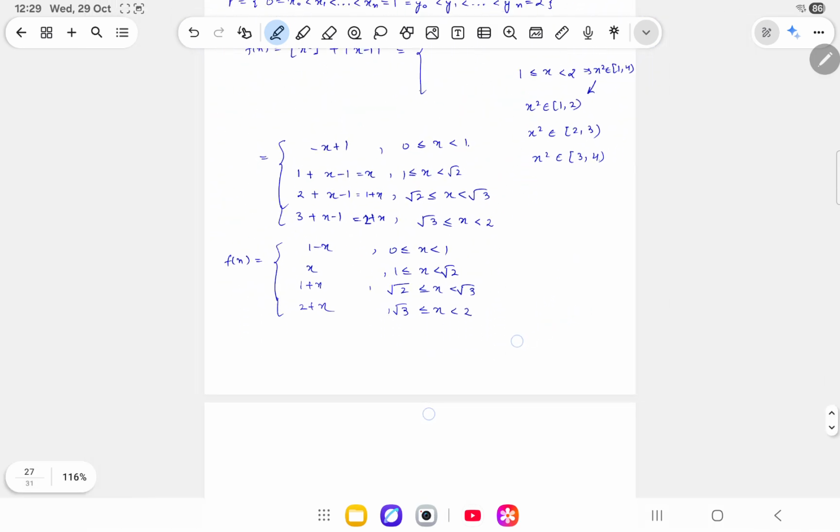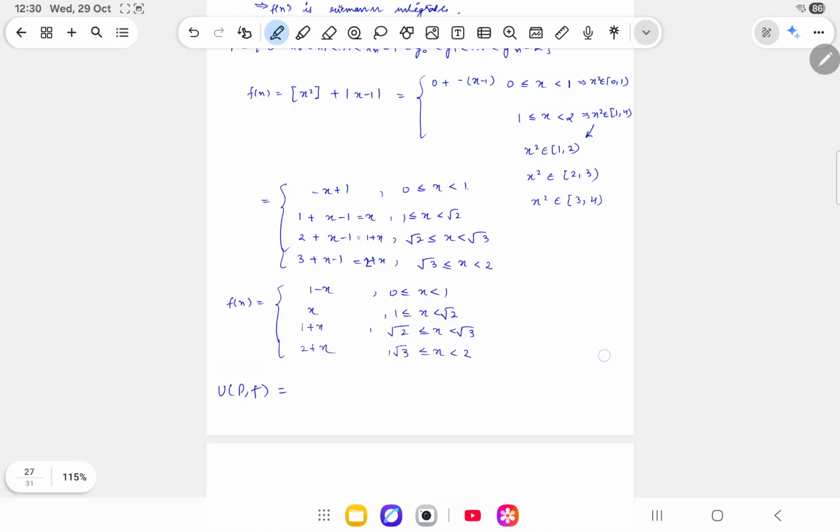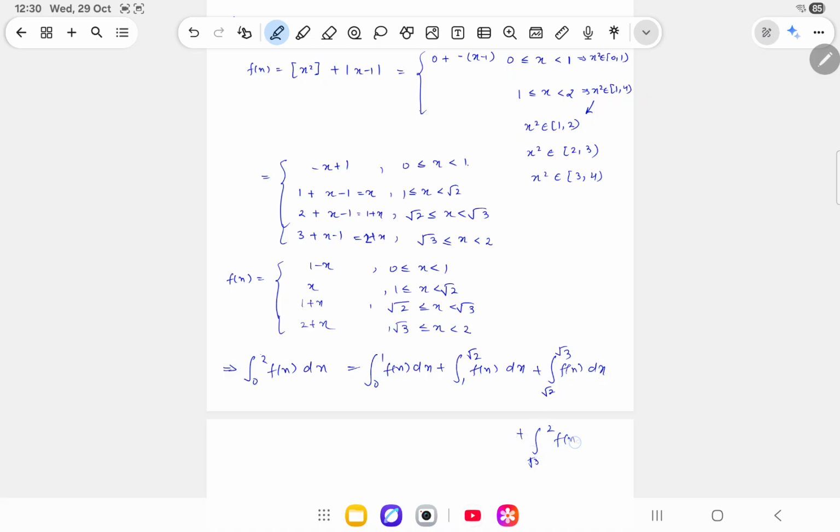Now let's see what the upper Riemann sum and lower Riemann sum will be. Since we have divided it, we can just use integration on these subintervals. So the integral from 0 to 2 of f(x) dx will be equal to the integral from 0 to 1 of f(x) dx plus 1 to √2 of f(x) dx plus √2 to √3 of f(x) dx plus √3 to 2 of f(x) dx.